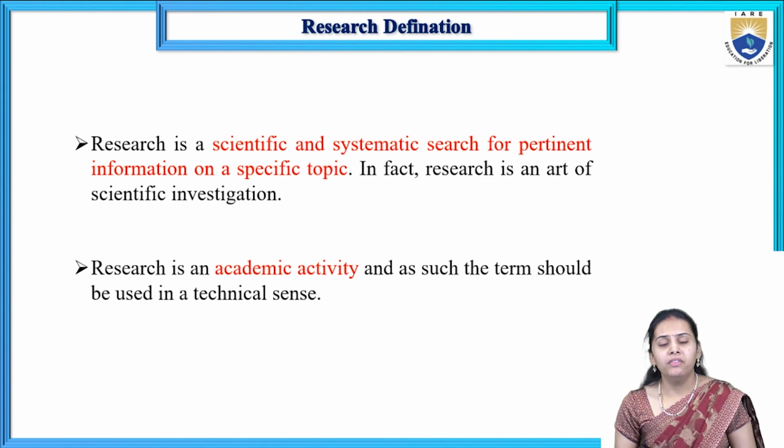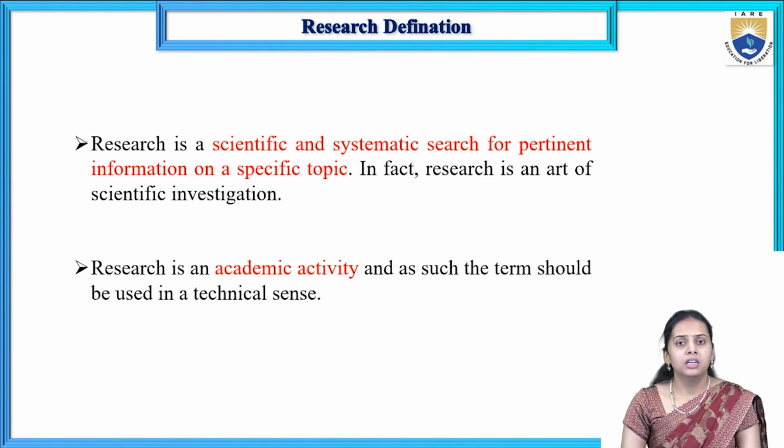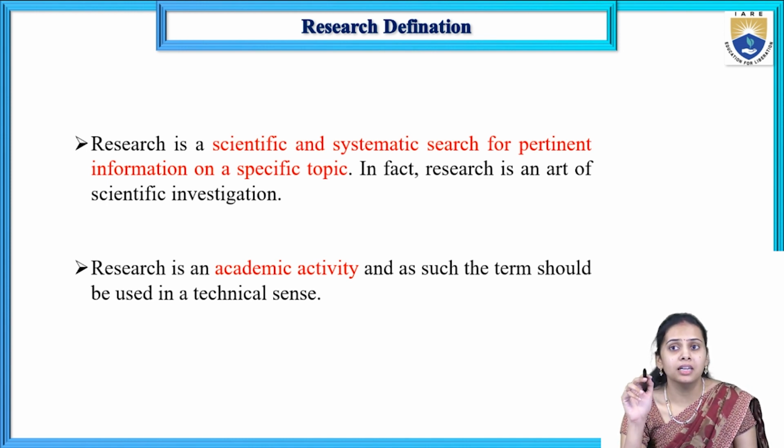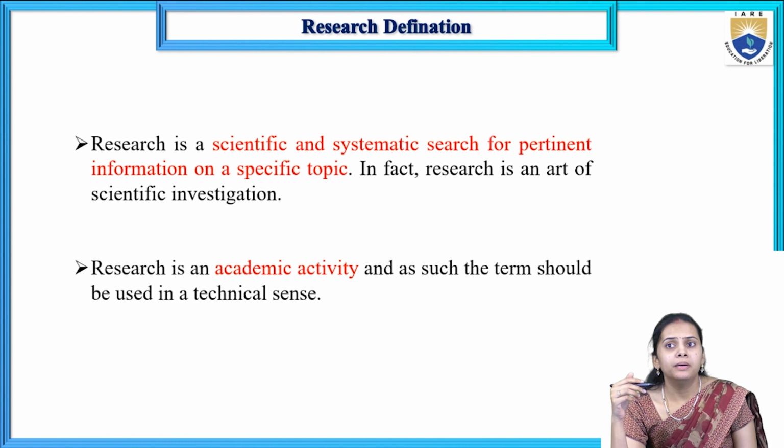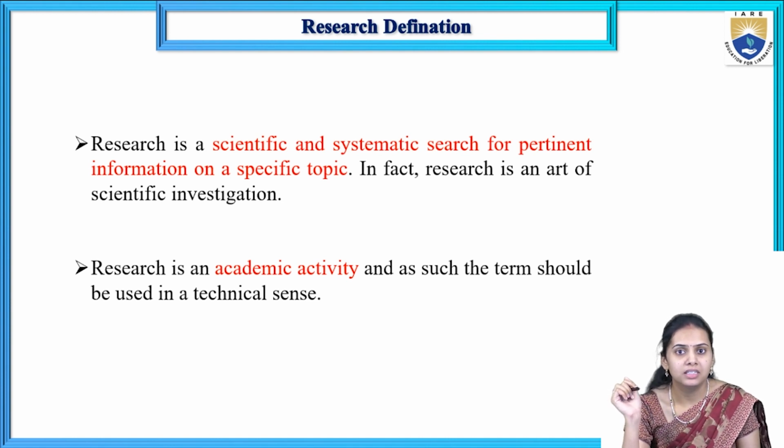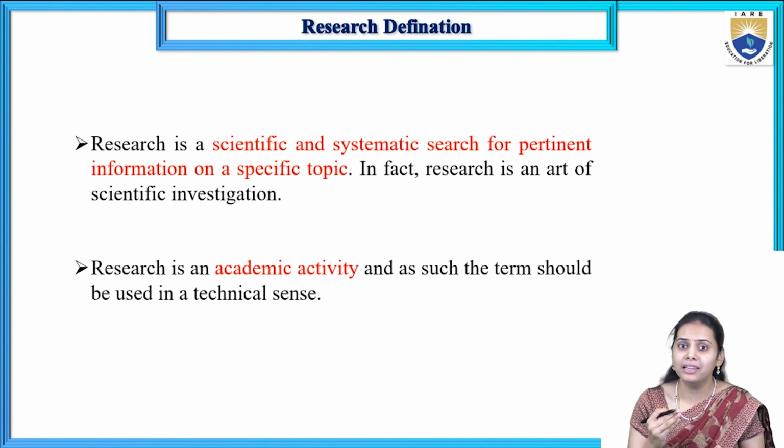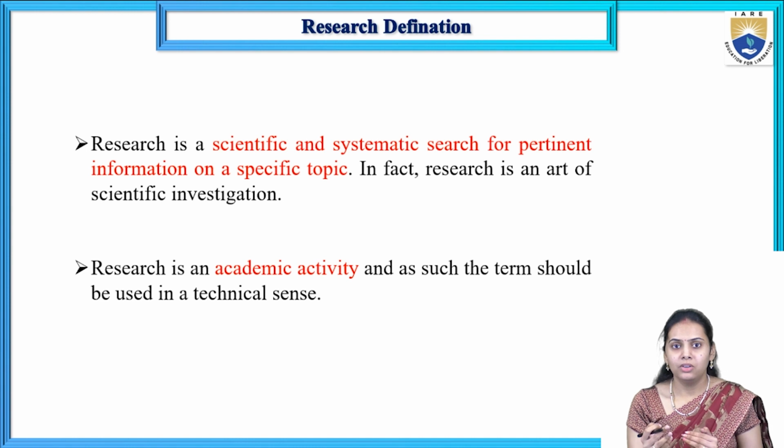So here again we have a few research definitions. Research is a scientific and systematic search for pertinent information on a specific topic. In fact, research is an art. It's a scientific investigation. As I previously discussed, we are researching itself. One person mentioned that it's a scientific and systematic search.